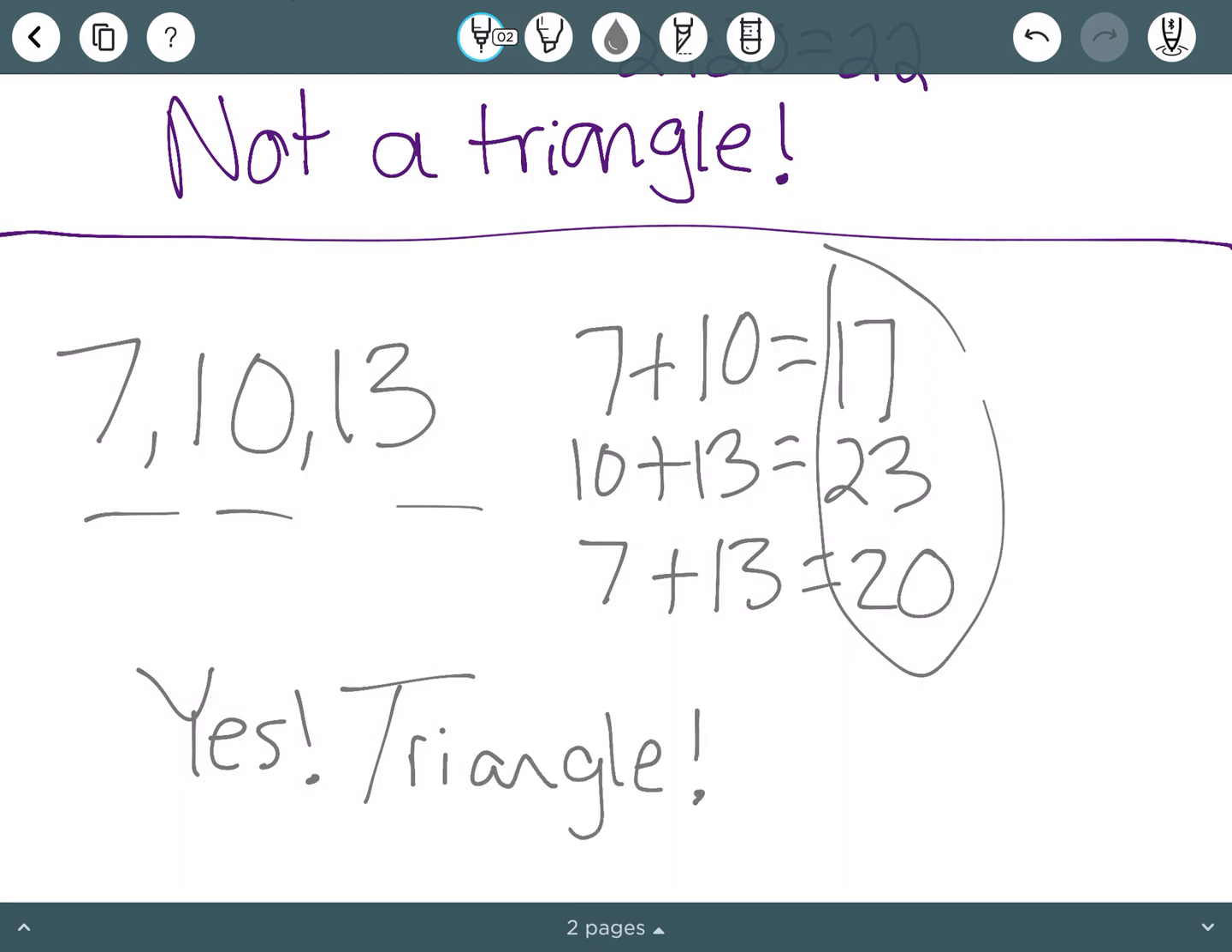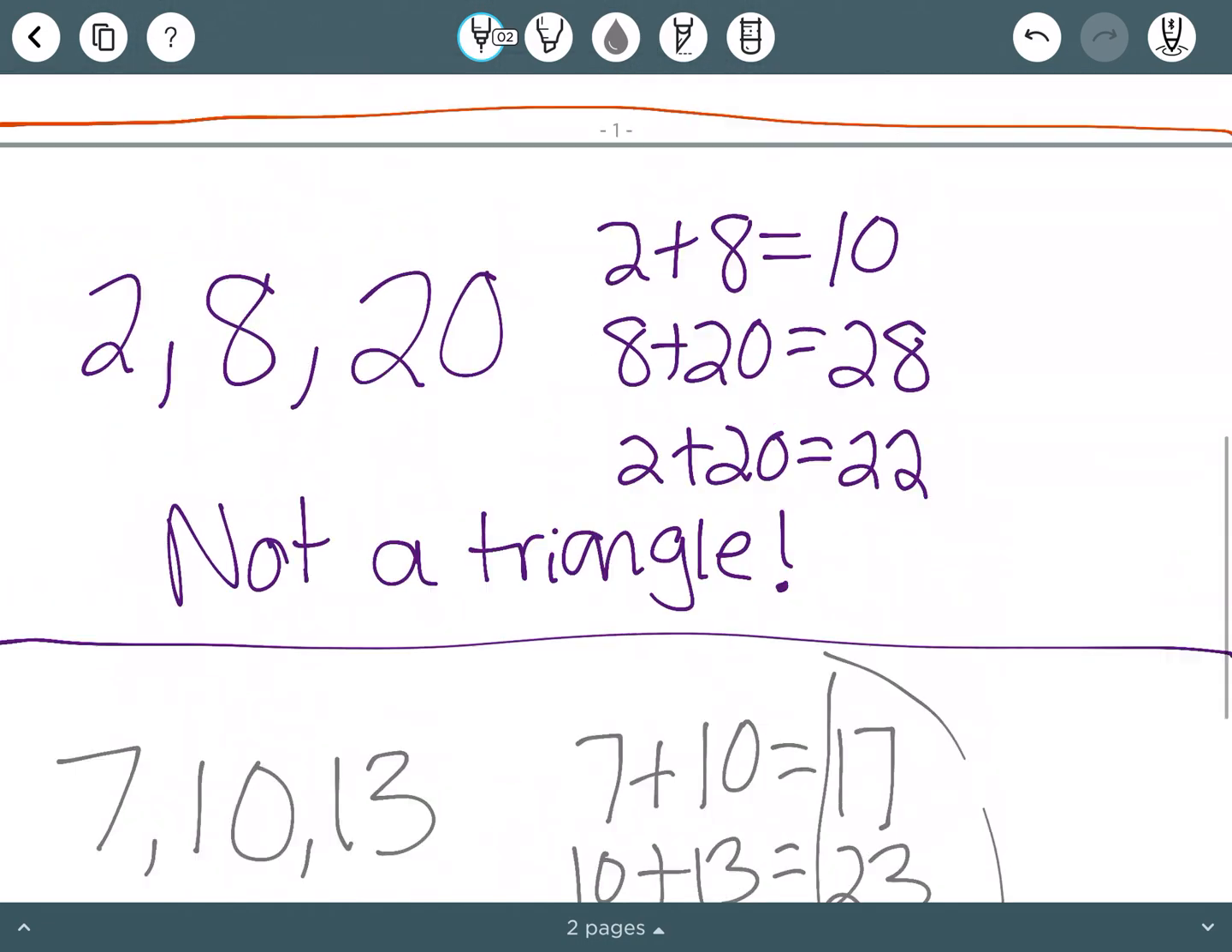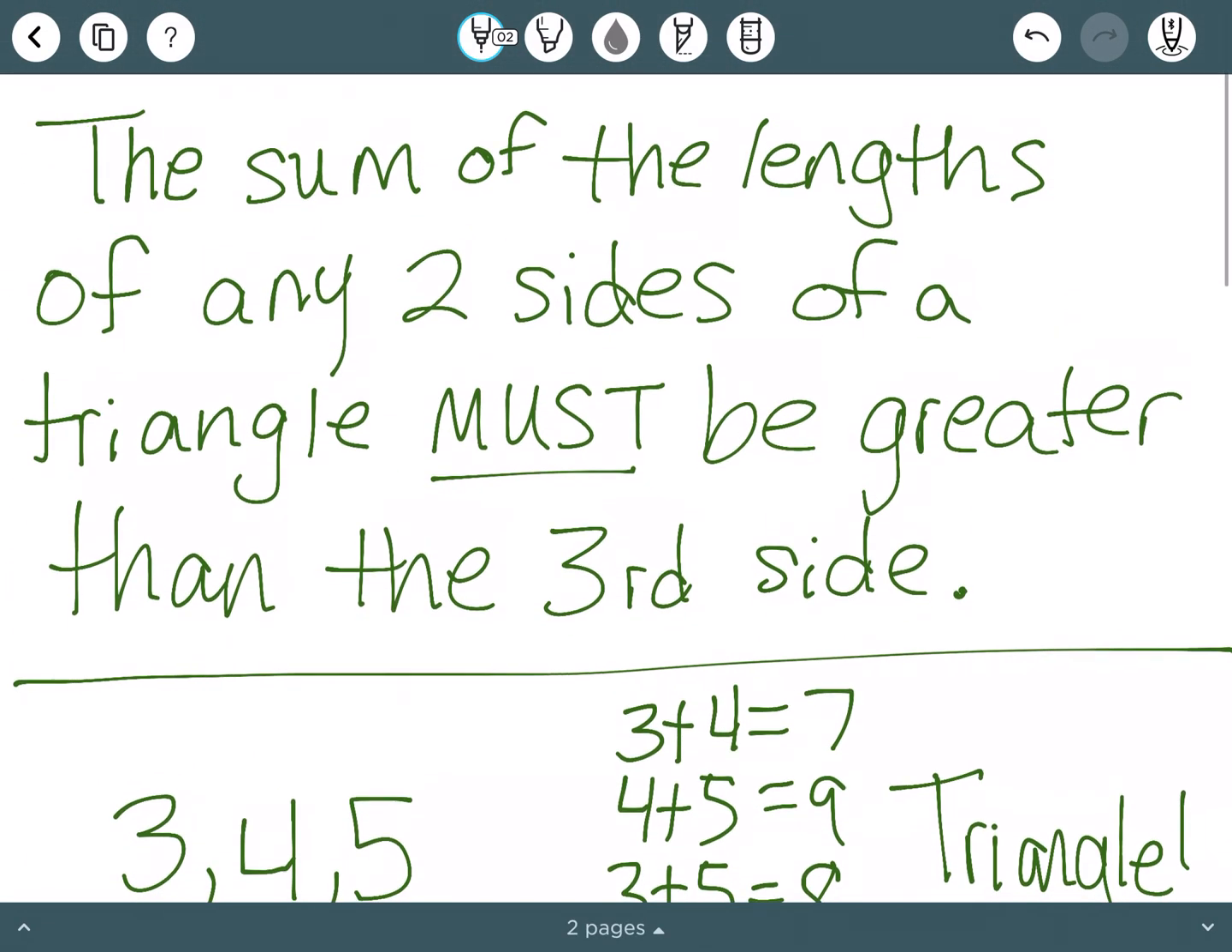All right, so if you have any questions with this, let me know, but this is just a really cool rule, I think, to help us know just by looking at side lengths, do we have a triangle? So hopefully this makes a little more sense, and that rule that we kind of explored yesterday, hopefully that's a little more clear to you after watching this video.